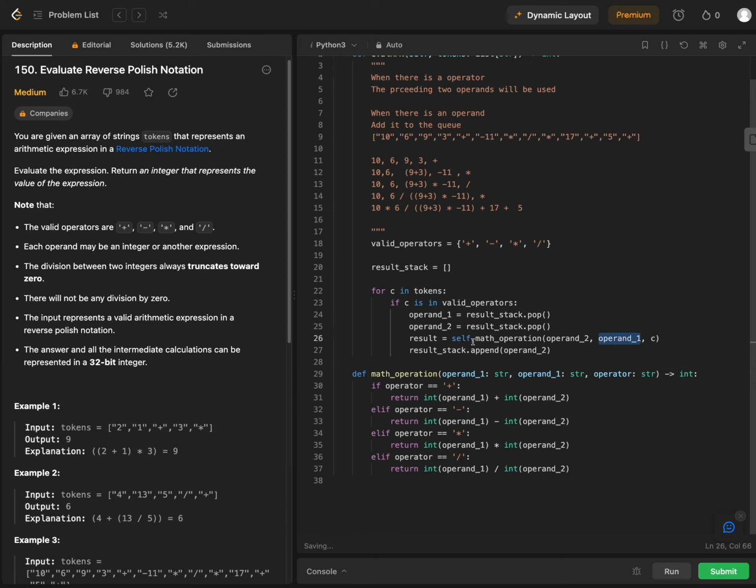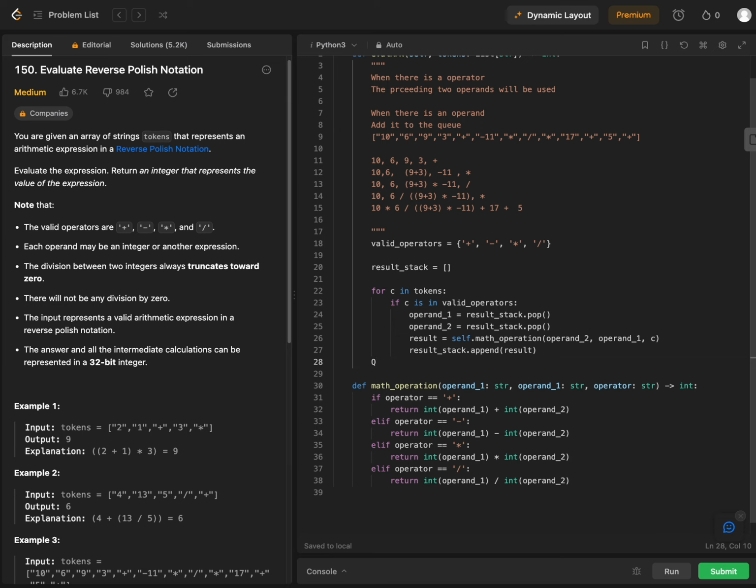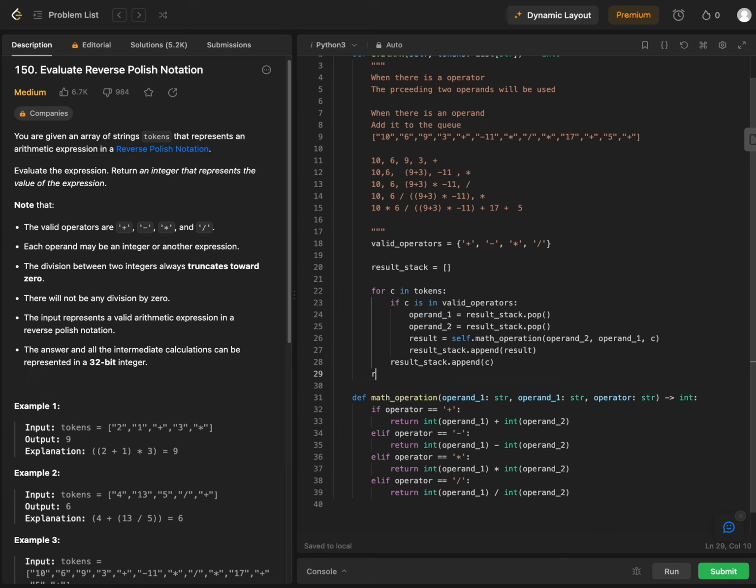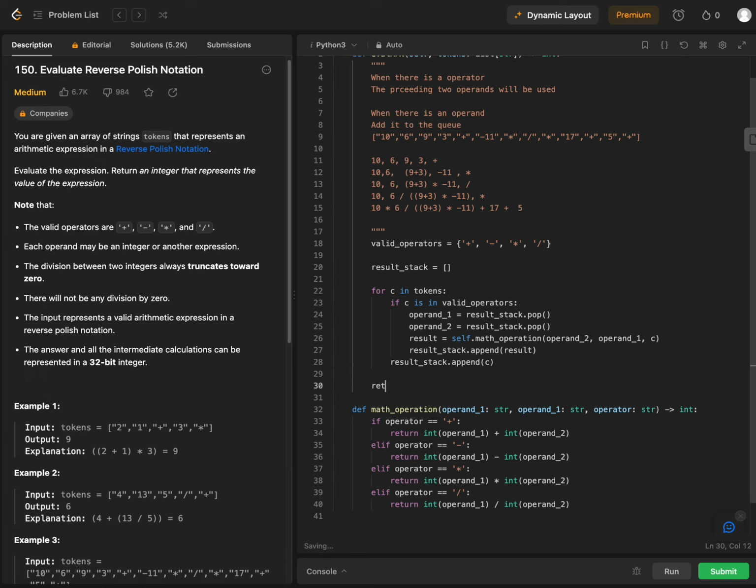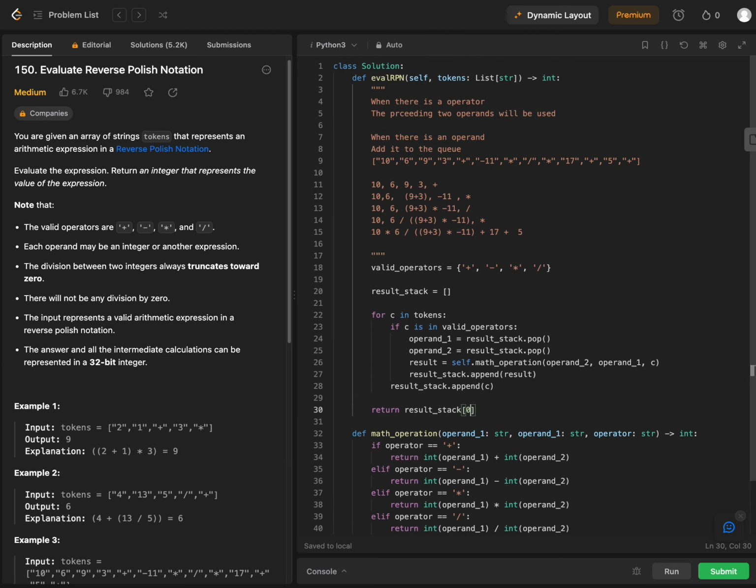The order here is important, right? Self, result dot append, result. Okay? And then else if C is not invalid operators, right? Result stack dot append C, right? And then once this is done, we have the entire result stack completed. We have one result we want to return. It should have only one result at the end of everything, right? Return result stack 0. Okay, this should be the solution.